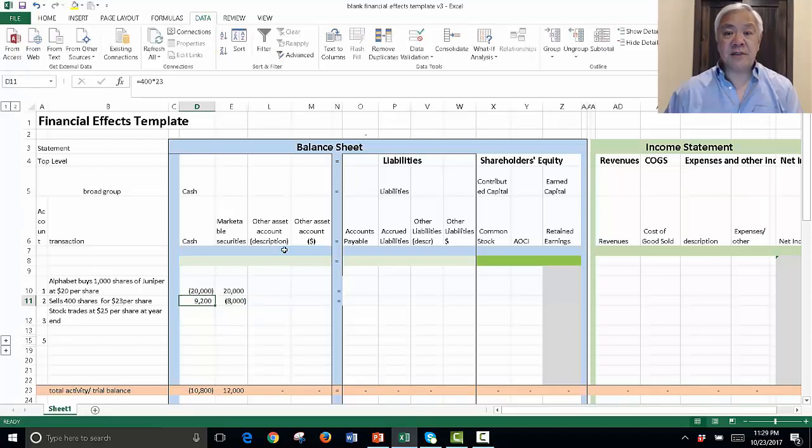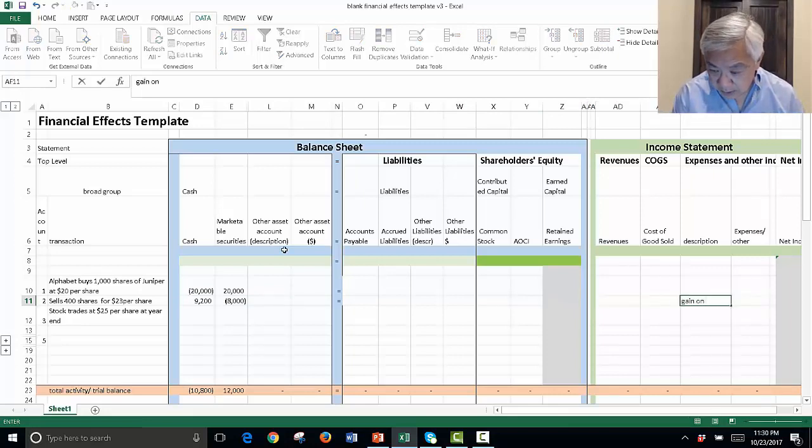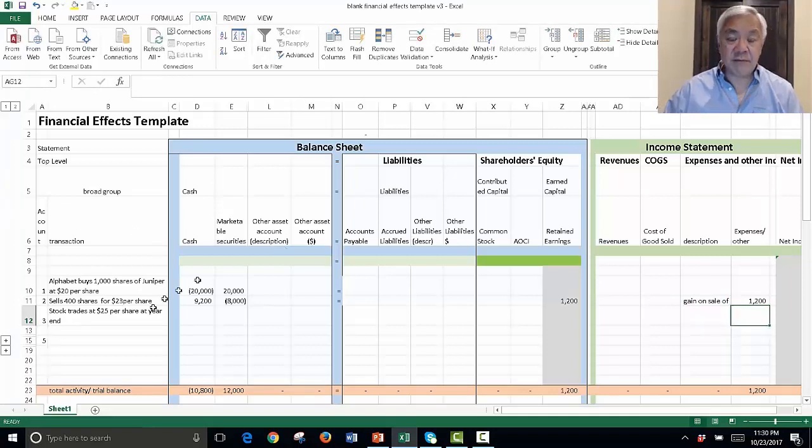So now we see there's a difference. We got 9,200 and the cost of that to us was 8,000. So there's a difference of a plus $1,200. That difference of $1,200 represents a gain on sale. It will show up as a non-operating item and it will be gain on sale of securities. And the dollar amount is the difference, which is 1,200. Now on this side we have a plus 1,200 equals on this side a plus 1,200. That's good. That's a realized gain.